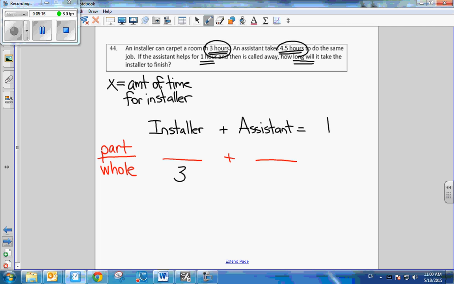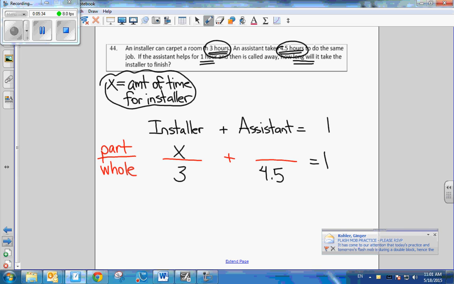Now the assistant takes 4.5 hours. And we're going to be working on one job. How long does it take the installer to do his part? We don't know the amount of time, so that will be X. But for the assistant, we are told that the assistant helps for 1 hour. So that is his part of the job. Now you can see we have a rational equation. And so we must solve this rational equation.